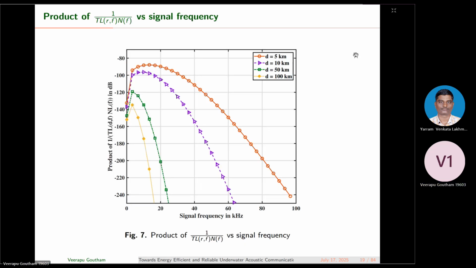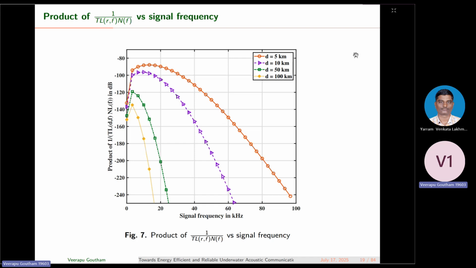Now, this figure is mainly the inverse of transmission loss and ambient noise. If I am taking path loss as well as ambient noise, at the receiver side some noises are coming. Along with that, when I transmit some power, after some distance there will be some path loss. Those are called transmission loss. We are taking the product of transmission loss and ambient noise.